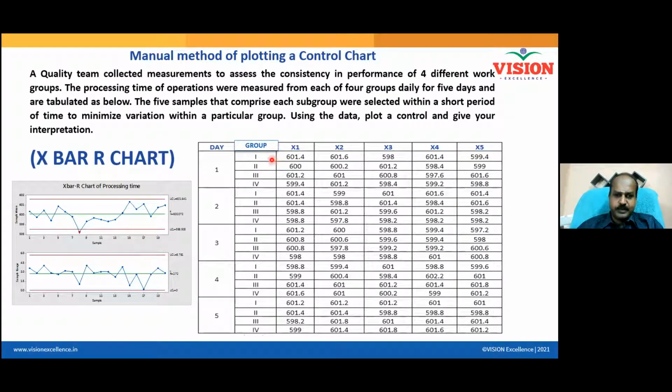20 samples. I get 20 samples, but 5 in a group. So this is called subgroup number 1. This 5 is called subgroup number 1. This is subgroup number 2. This is subgroup number 3. This is subgroup number 4. Likewise, I collect the data for 5 days. In total, I will have 20 subgroups, and each subgroup has 5 samples. So overall, I have 100 readings.